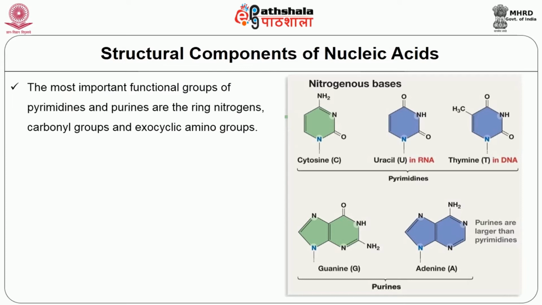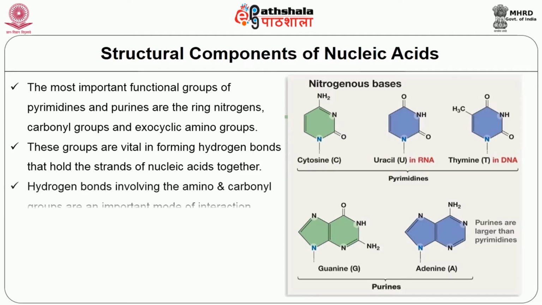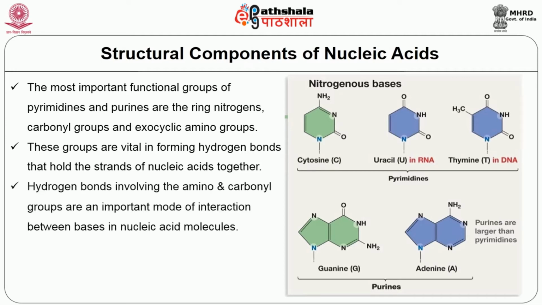The most important functional groups of pyrimidines and purines are the ring nitrogens, carbonyl groups, and exocyclic amino groups. These groups are vital in forming the hydrogen bonds that hold the strands of nucleic acids together. Hydrogen bonds involving the amino and carbonyl groups are an important mode of interaction between the bases in nucleic acid molecules.